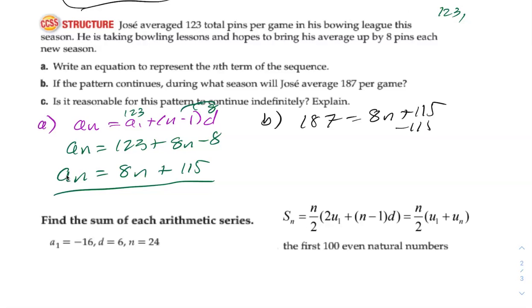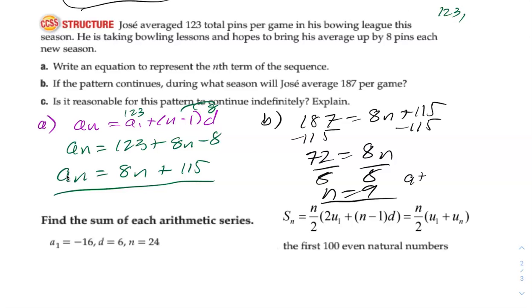So subtract the 115 from both sides. And I get 72 equals 8n. Divide by 8. n equals 9. So in the 9th season. So the 9th season would be it.